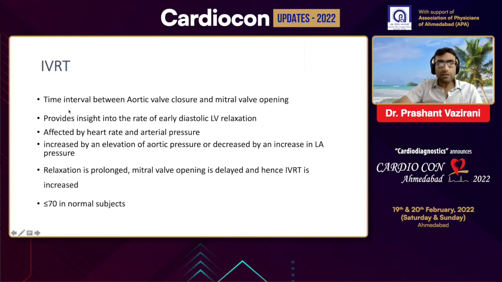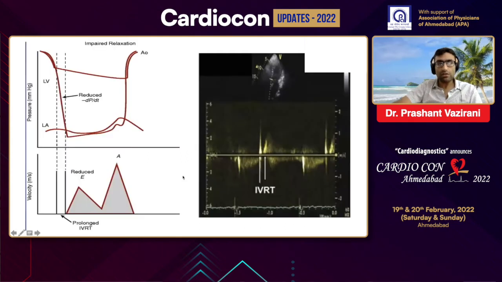So IVRT is the time interval between aortic valve closure and mitral valve opening. It tells us about the early diastolic LV relaxation. It is affected by heart rate and arterial pressure. Whenever relaxation is prolonged, mitral valve opening is delayed, and hence IVRT is increased, and it is less than 70 ms in normal subjects. So this is how it is measured. A cursor has to be kept between your mitral valve and your aortic valve annulus, and this is how we measure the IVRT. So what we measured, this is how it is translated invasively into the cath lab. This is what early diastolic relaxation we are measuring.